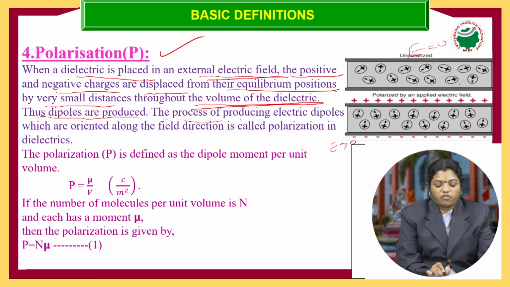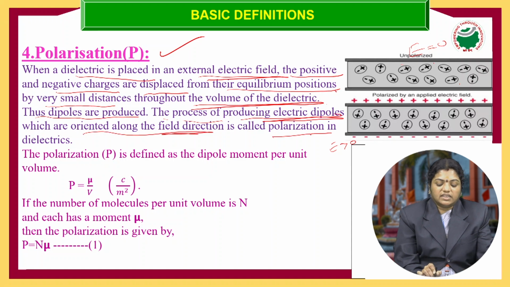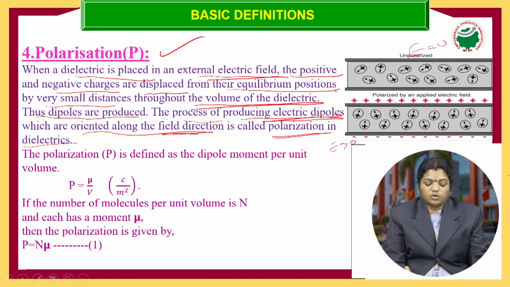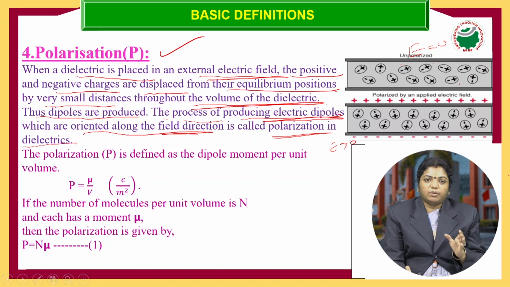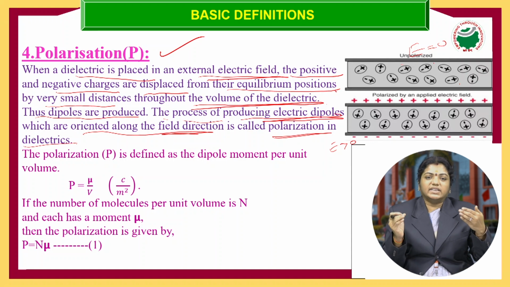So the process of producing electric dipoles which are oriented along the field direction is called polarization in dielectrics. What is the meaning of polarization? The basic definition is that dielectric materials exhibit their property only in the presence of an electric field. Whenever you apply the electric field, what happens?